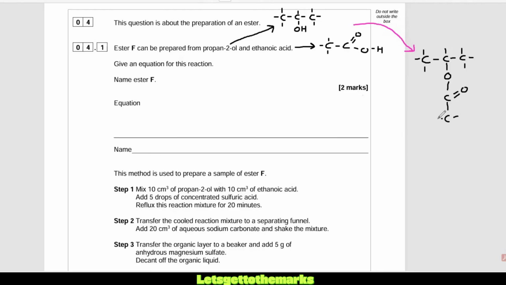So essentially the OH from the hydroxy is coming off and the H from the carboxylic acid is coming off like that. And then you just join them together at that point and you're going to get a water molecule as well, formed because of the 2 H's and the O. So what's the name going to be?